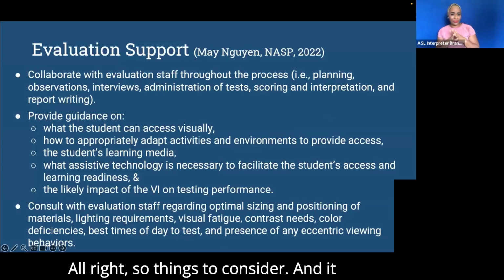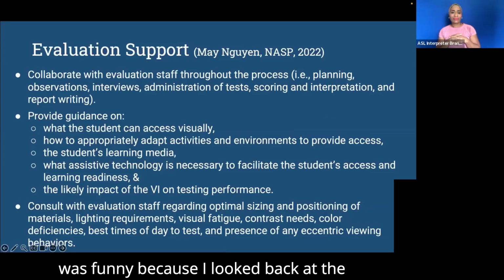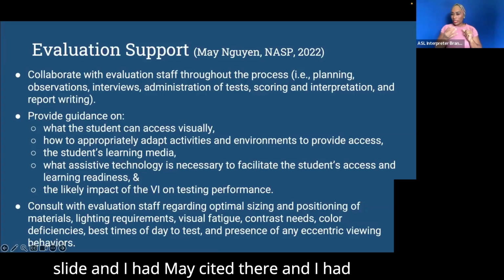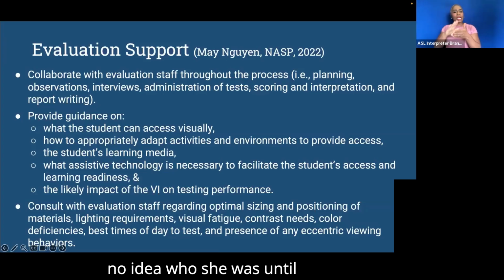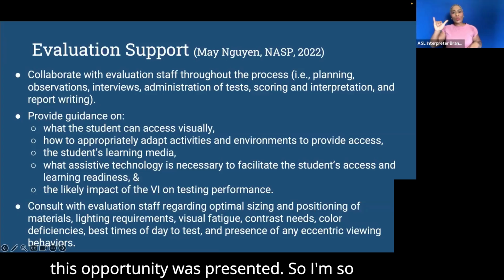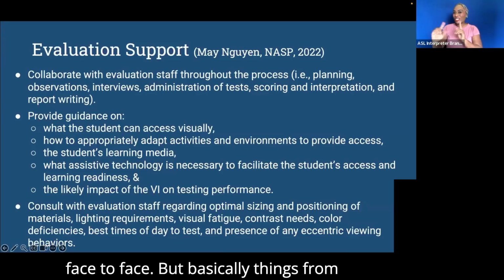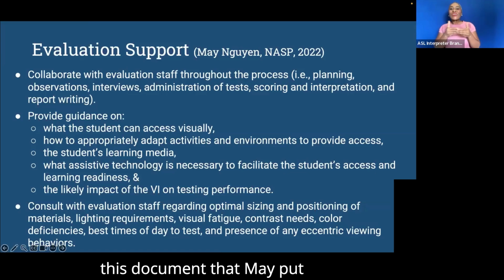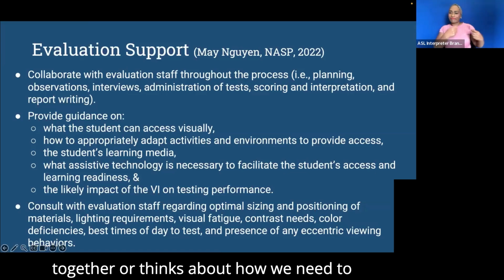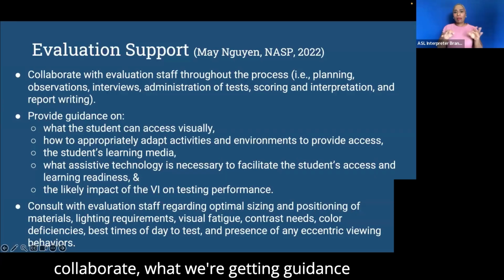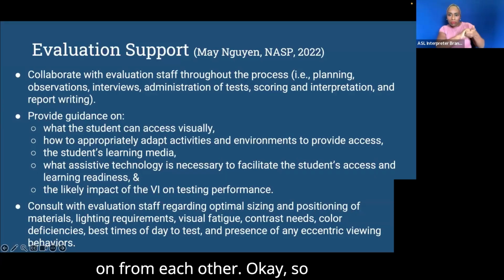All right, so things to consider, and it was funny because I looked back at the slide and I had May cited there, and I had no idea who she was until this opportunity was presented. So I'm so glad to get to meet May in person. I had been citing her, so I'm glad to meet her face to face.